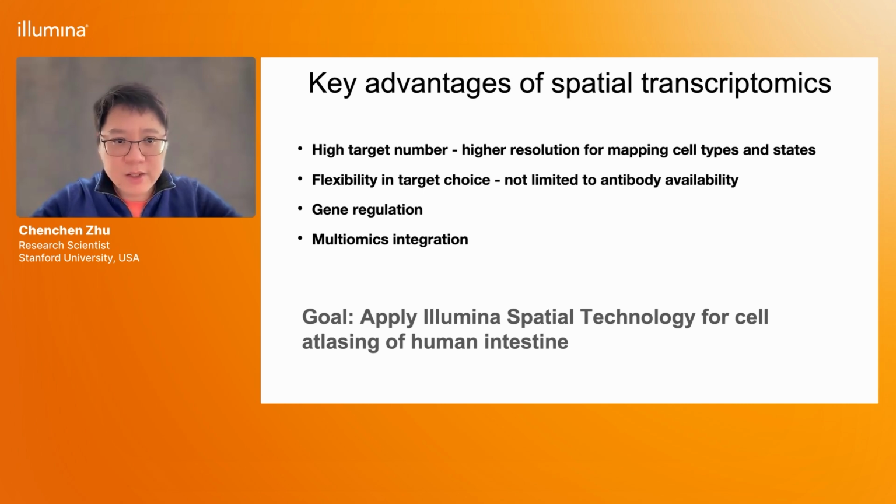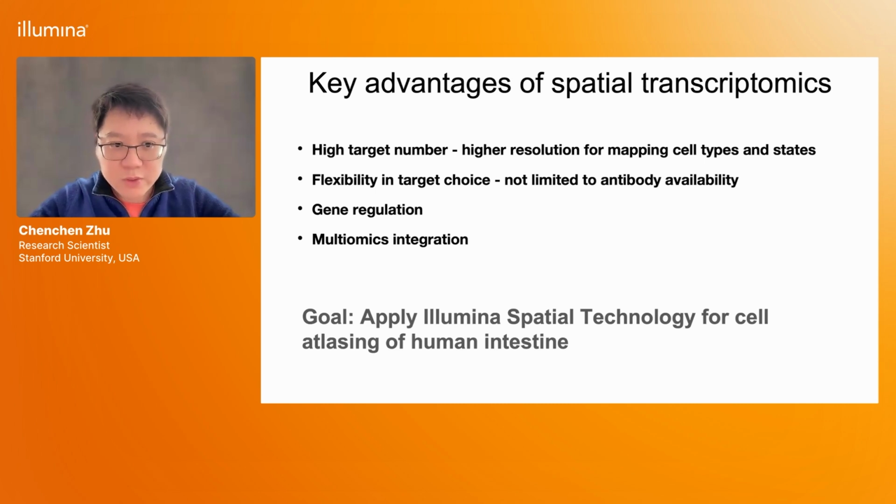So when I started at Stanford, my goal was to establish spatial transcriptomics for mapping tissue cell types and states. And the reason we chose RNA over protein is that with RNA we have more targets than protein. The protein is only 50 to 60 targets, and with RNA you can easily go to 500 or even the whole transcriptome. And also the choice of targets is much more flexible. We are not limited by antibody availability. Virtually, we can target all the targets in the transcriptome. And by looking at RNA, it also allows us to look at gene regulation.